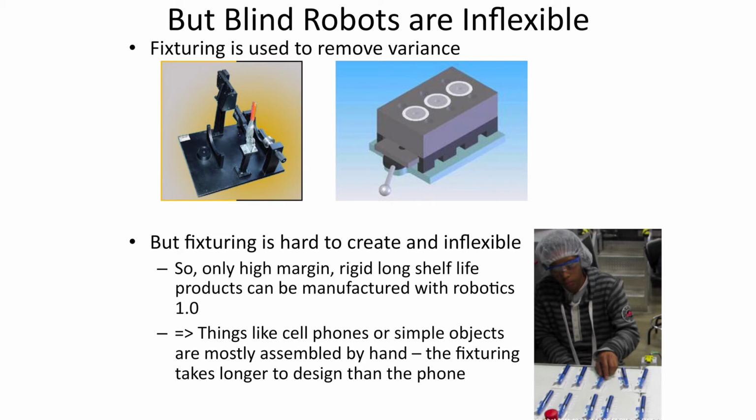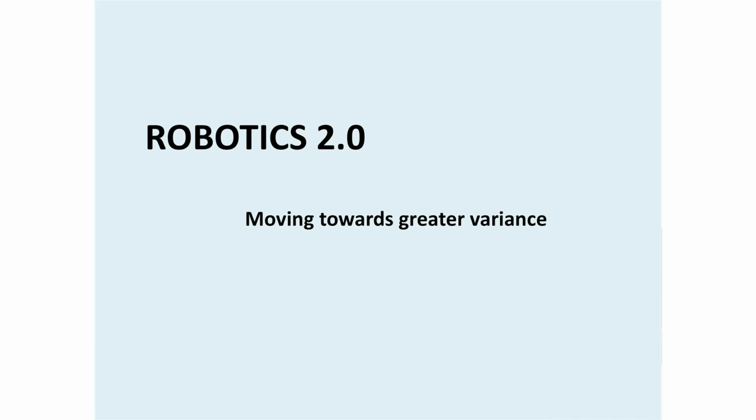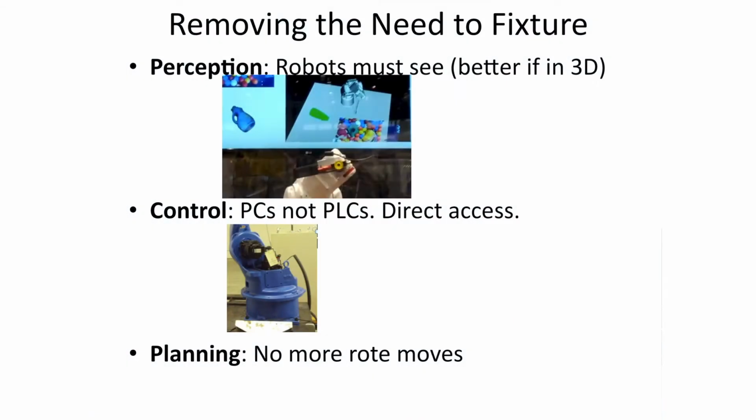So now we're on to robotics 2.0. And that's where we are. And basically 2.0 means we're moving towards greater and greater levels of variance. So right now we don't believe in the home market because it's just too variable, but we believe that the next stages in manufacturing and logistics can be expanded. So our company is adding perception, control, and planning, a lot of planning. So Industrial Perception is not at all a vision company.